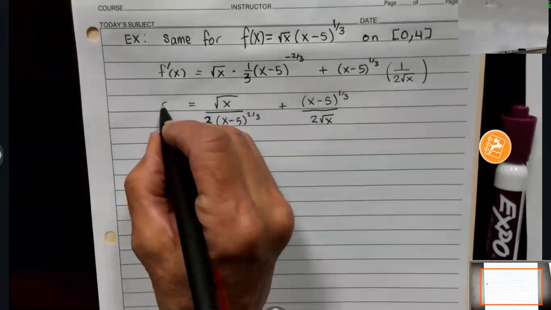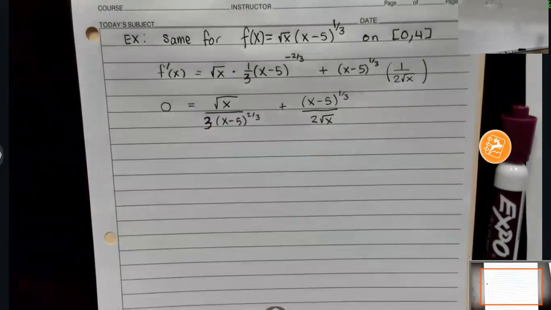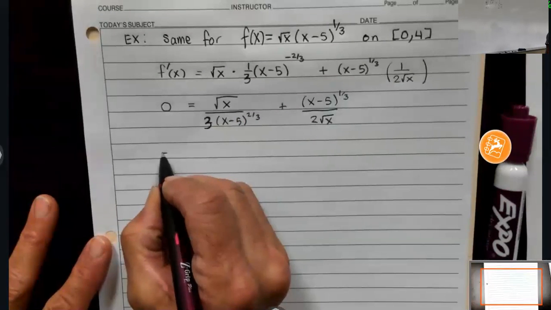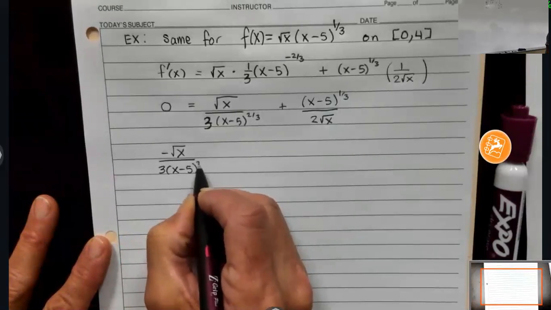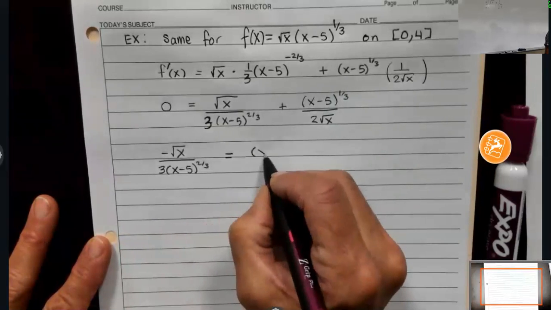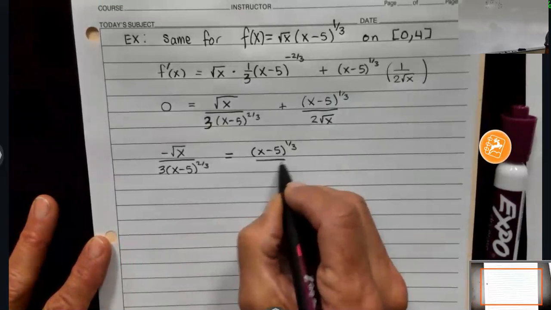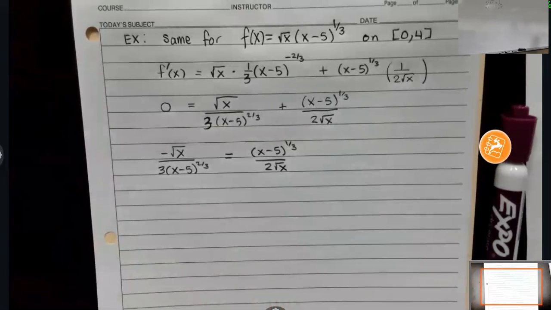Okay, so we want to know where that's 0. I am going to split my fractions up and move one to the other side. So let's take this one to the other side, and I'll tell you why I can do that without losing any critical numbers. In the next step, I'm going to cross multiply, and that step will hold for all values of x other than 0 and 5. 5's not in the interval, and I already know that when x is 0, I have no derivative. So I'm not losing any critical points in the interval, right?